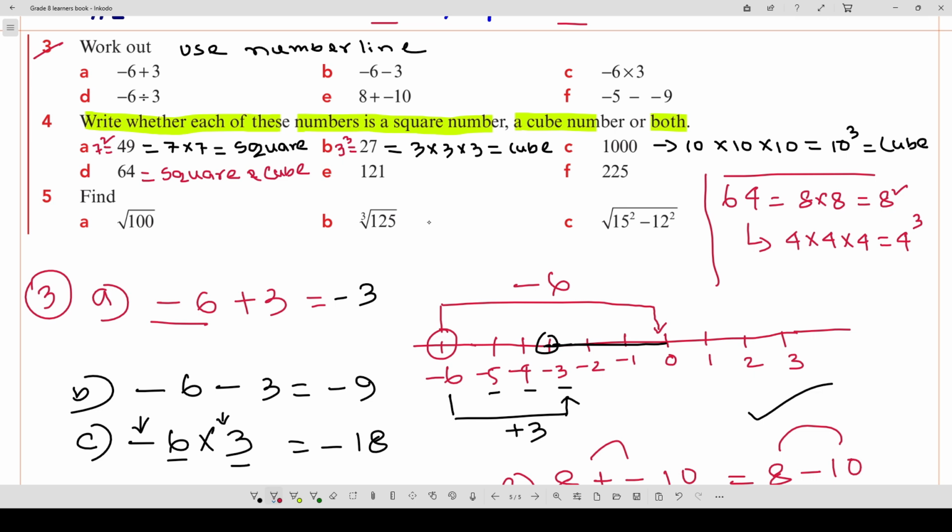Next, 121. This is 11 times 11. It means 11 squared. So this is a square. 225. We know if we square root 225, we will get 15, right? So 15 squared, it means this is a square. Very simple.